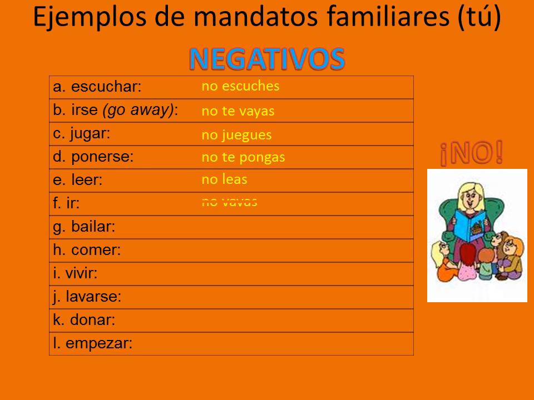No leas. Another irregular. No vayas. No bailes. This is something I don't feel you should ever tell anyone. If they want to dance, let them dance. No comas comida basura. No vivas. Not exactly sure when you would tell somebody not to live. Maybe no vivas in Kansas. Don't live in Kansas. No te laves. Another one we try not to often tell people not to wash themselves.